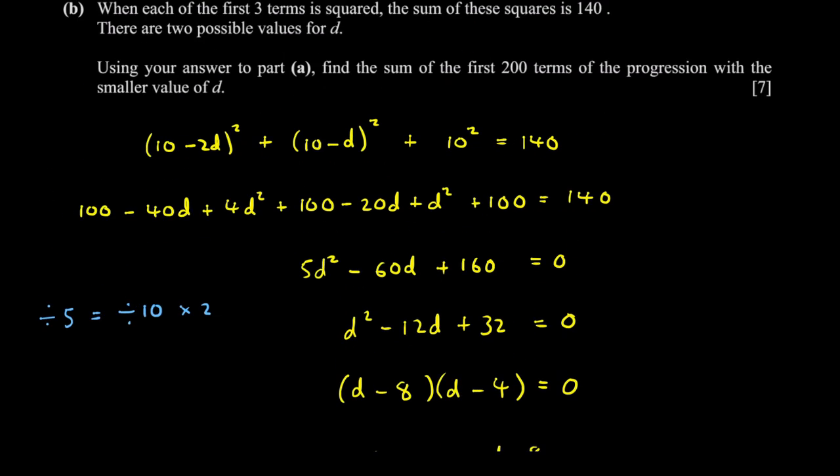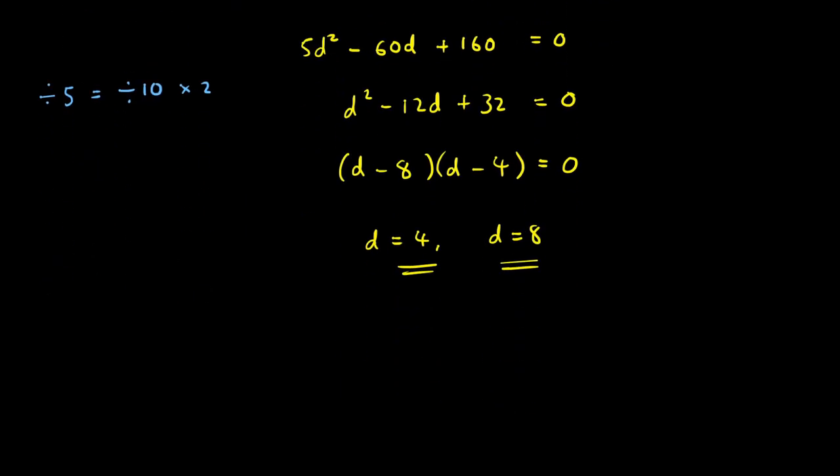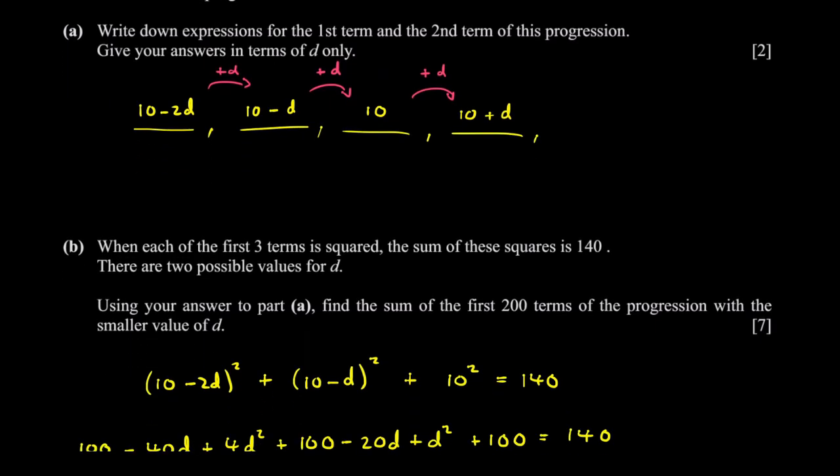All right, now let's just go to read the rest of the question. So using your answer to part A, find the sum of the first 200 terms of the progression with the smaller value of d. All right, so the smaller value of d is 4. So we're going to use 4. Let's just go back to our progression. Oh, okay, well, now we know that the third term was 10. If I subtract 4, I get 6. If I subtract another 4, I get 2. Okay, and if I add 4, I get 14 there. So the first term of my progression is 2, and the common difference is 4.